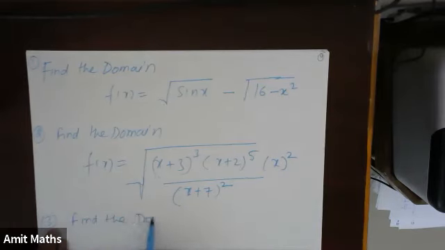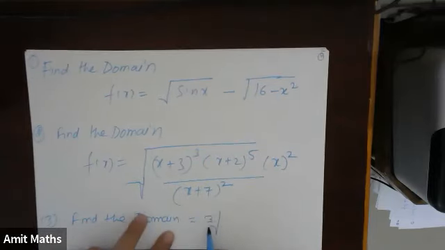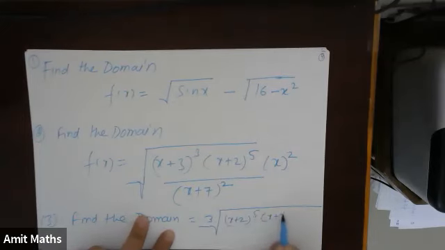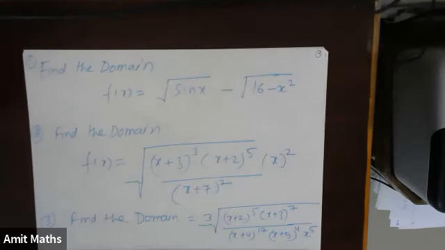Third is find the domain of cube root of x plus 2 to the power 5, x plus 3 to the power 7, x plus 4 to the power 17, x plus 5 to the power 4 into x to the power 5. Okay, write these three questions. You have to find the domain of all these three questions.